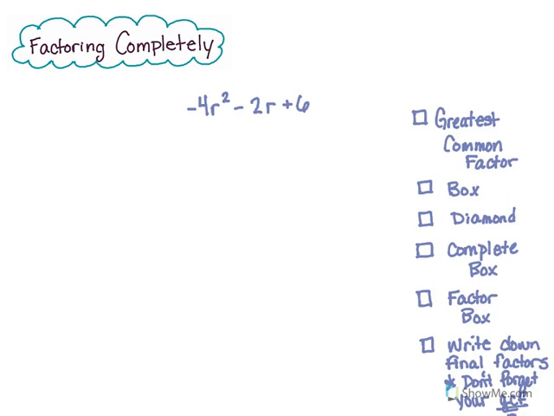So the first thing that I'm going to do is pull out my greatest common factor. And I have to look at my numbers, or my coefficients, and then I also need to look at my variables.